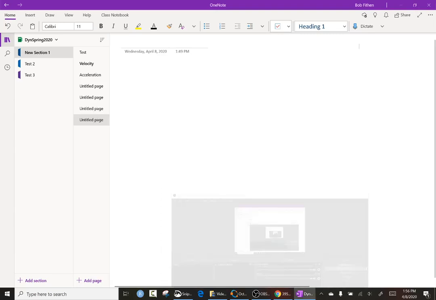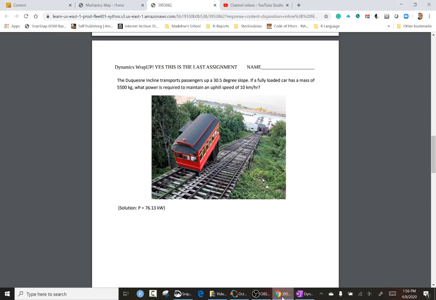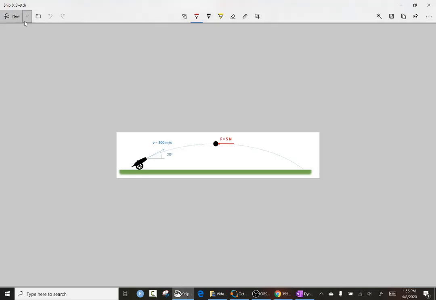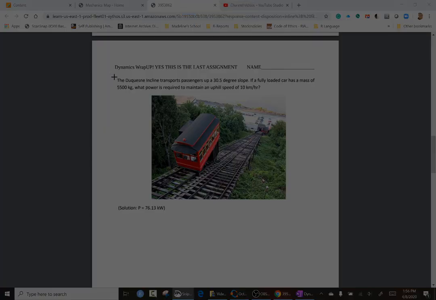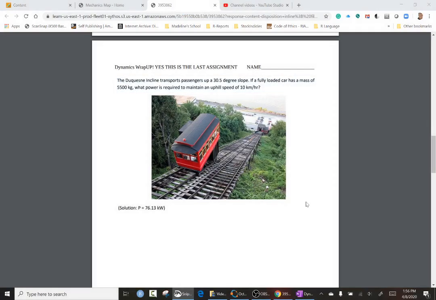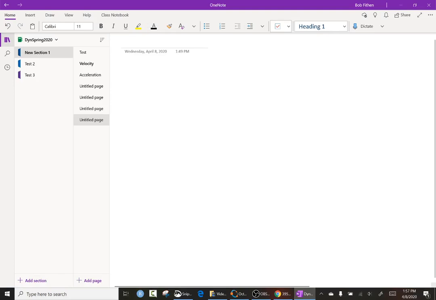Alright, here we go with this one. Okay, several facts: 5,500 kilogram. You know what? It probably is best to just take a snippet of the top of this thing and just drop it right in here.